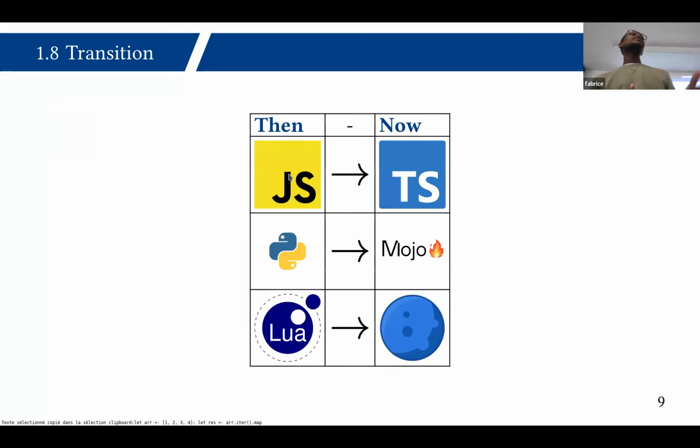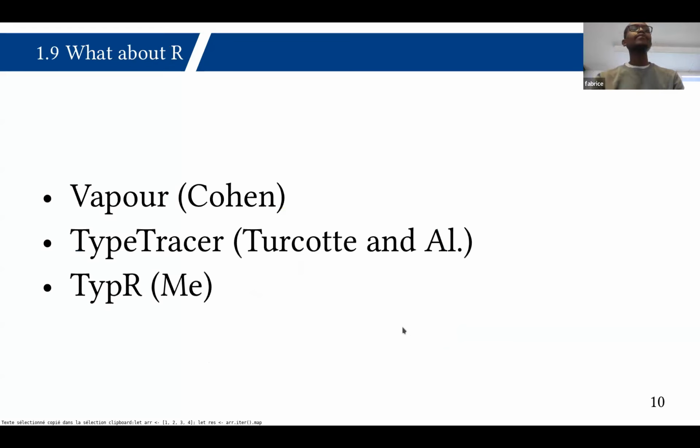That's why I bring it up, because now we have a switch from dynamically typed programming languages like JavaScript that goes to TypeScript, Python that goes to Mojo, Lua that goes to Nelua, with a switch to statically typed programming languages. So like that, we can have the best of both worlds in some sense.